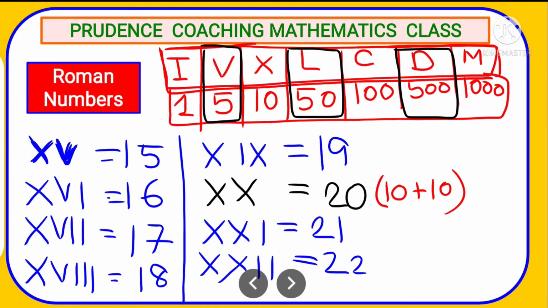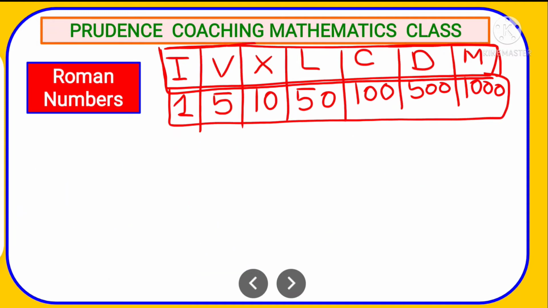So like this you can write 23. You are going to comment me the answers of 22 and 23. Let us see how you are going to write 24. 24 means what? 20 plus 4. So 20 means this one. With 20 you need to add 4 and 4 is this one. So we have written 10 plus 10 plus 4 that is 24.